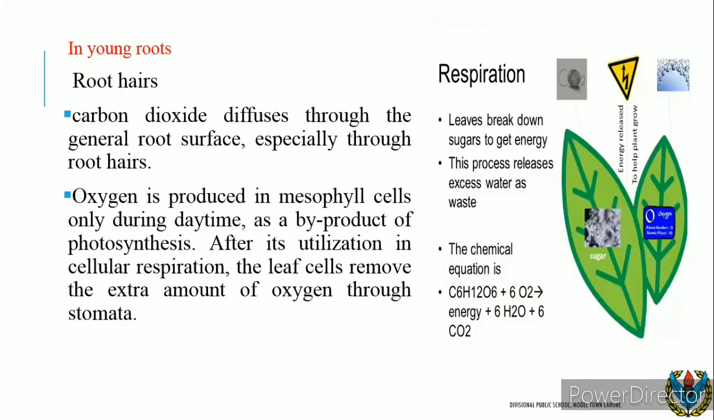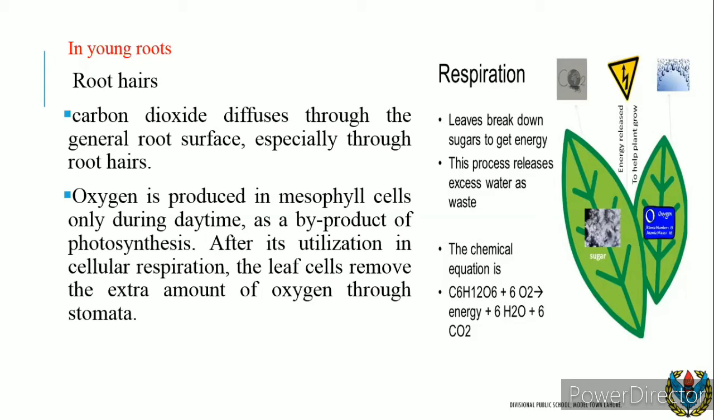In young roots, what happens? The carbon dioxide diffuses through the general root surface, especially through the root hairs. In case of oxygen, it is produced in mesophyll cells only during daytime as a byproduct of photosynthesis. After its utilization in cellular respiration, the leaf cells remove the extra amount of oxygen through the stomata.